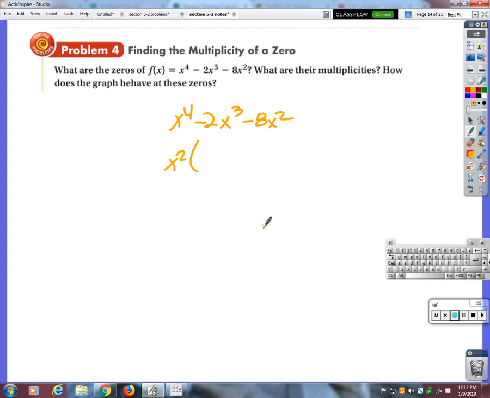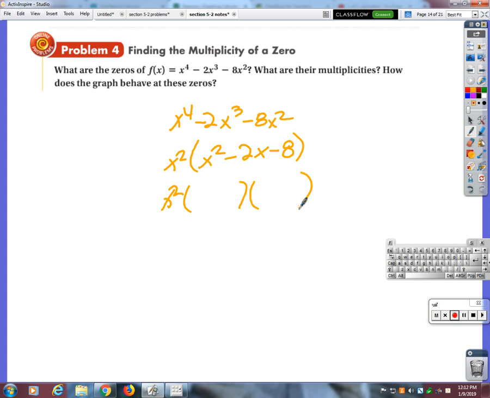If I factor an x squared out of x to the fourth, what's left? x squared. If I factor an x squared out of 2x cubed, what's left? 2x. And if I factor an x squared out of negative 8x squared, then I get negative 8. Okay? So instead of just factoring an x out as our first step, we were able to factor an x squared out. Now I can factor what's left inside the parentheses.